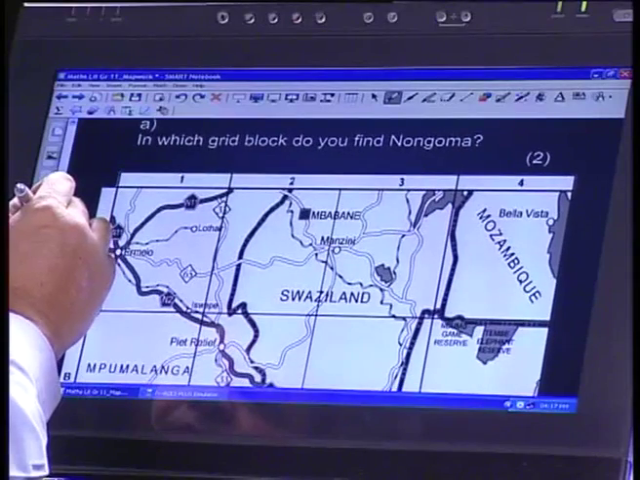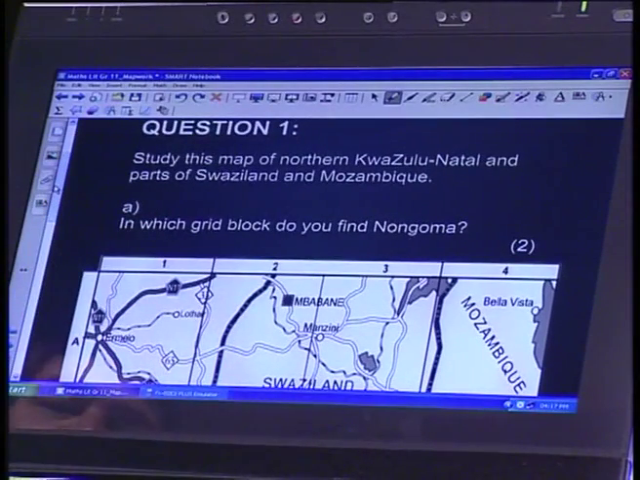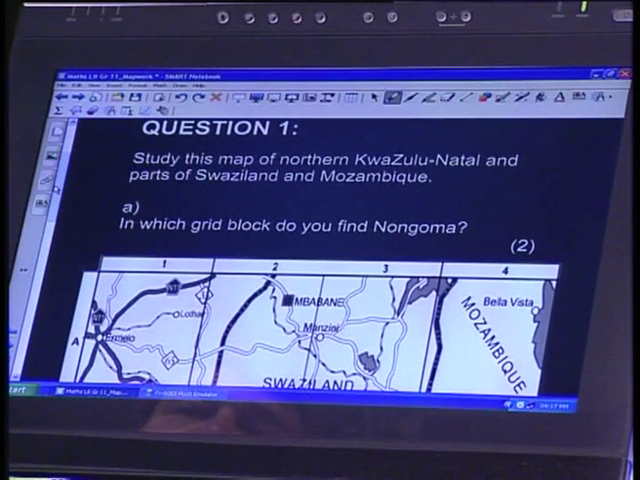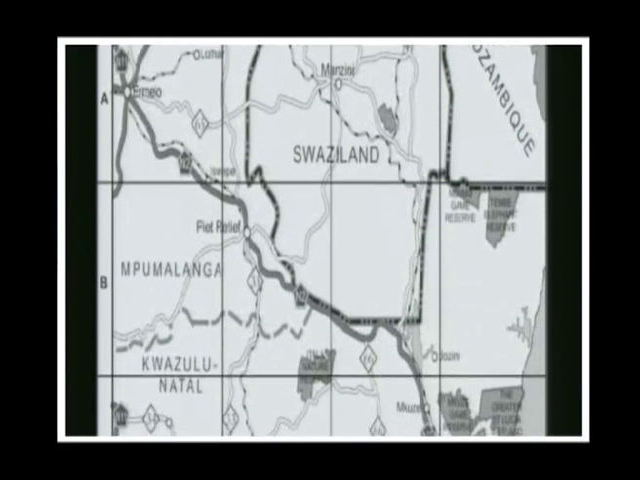So what I'm going to do is take us through a question or two. We're going to read the question, and it says this: study this map of northern KwaZulu-Natal and parts of Swaziland and Mozambique. Okay, and then they're going to ask us some questions. And the first question they ask is: in which grid block do you find Nongoma? Now, let's have a look at our map.